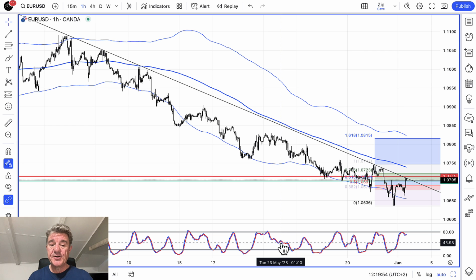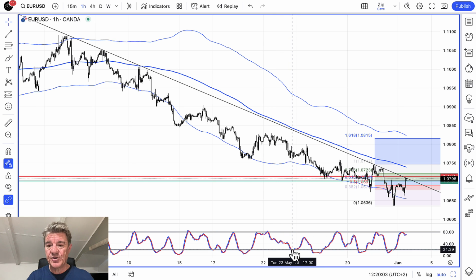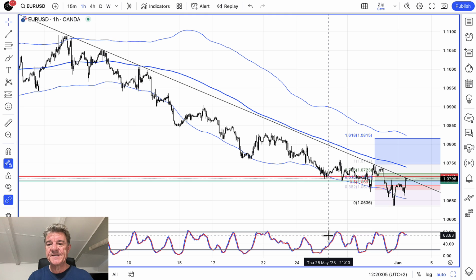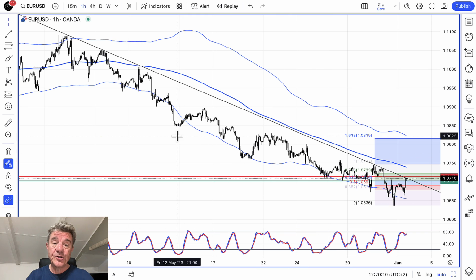I like to use the slow stochastic, and essentially, again, read the book. Whenever it's above 80, that's this line at the top, it's overbought. Below 20, it's oversold. Simple as that. We use these things in confluence together, all of these indicators on the chart. There aren't many. I've got a long-term trend line.